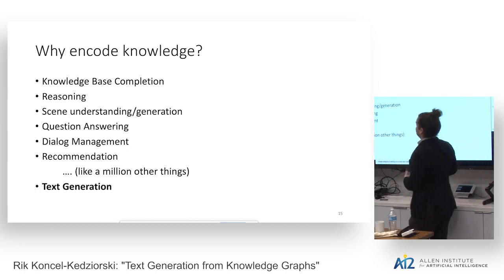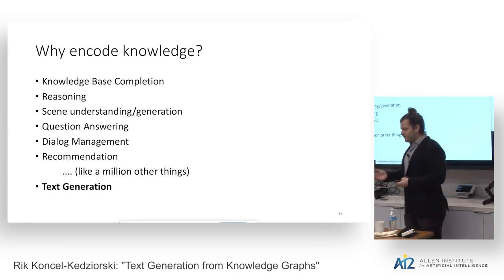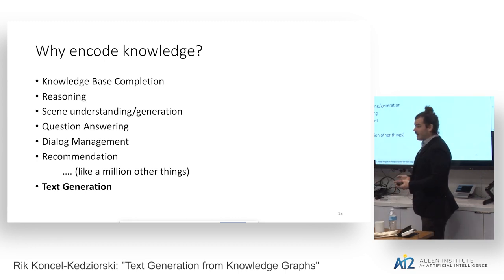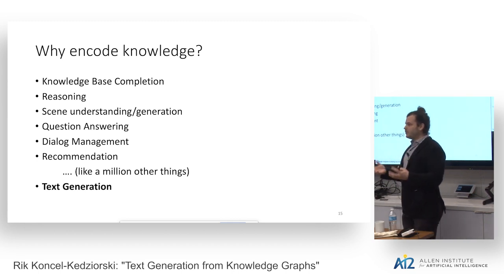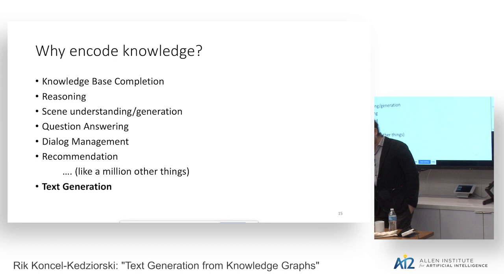What applications? There are a lot of applications where an encoding of knowledge might be useful. Obviously, knowledge-based completion is an important application where an encoding could help. But also, if you want to do reasoning across sentences for question-answering tasks, scene understanding, or dialogue management, there are a lot of places where we have knowledge, and we need a good encoding of it in our system so that it can perform optimally. Like I said earlier, the specific application we're going to focus on today is text generation.